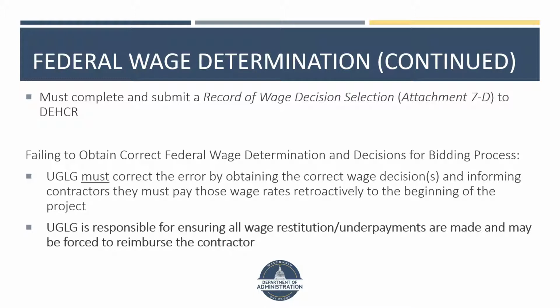If the UGLUG fails to include the correct wage decision in the contract, the UGLUG must obtain the correct wage decision and advise the contractors they must pay those wage rates retroactive to the beginning of the project. In this case, the UGLUG is responsible for ensuring all wage restitution or underpayments are made to construction workers and may be forced to reimburse the contractor for the added cost resulting from the payment of the federally determined wages.